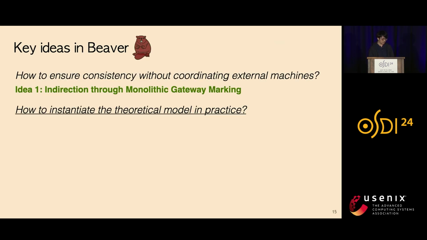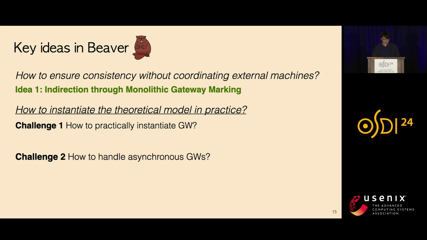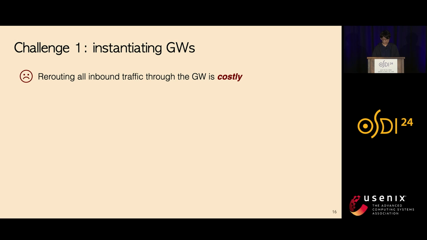So this idea is actually conceptually simple, but there's still two outstanding questions. First of all, how to instantiate the gateway in today's public cloud data centers? And secondly, how to handle the presence of multiple gateways that are common in the real world. For the first question, rerouting all inbound traffic to the gateway for the target service is similarly expensive.